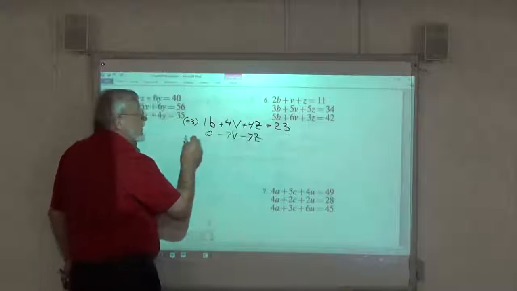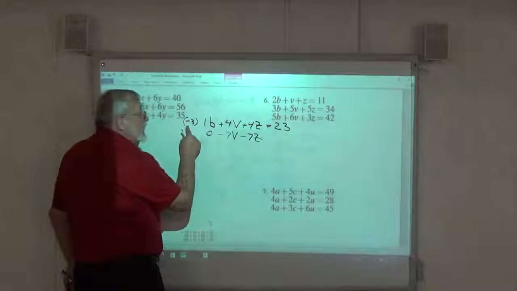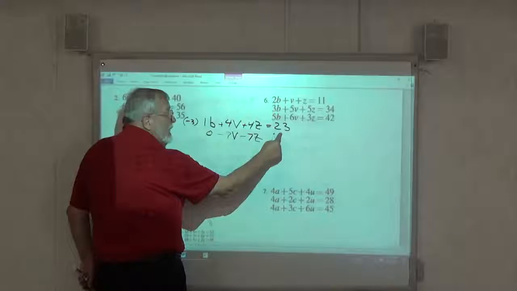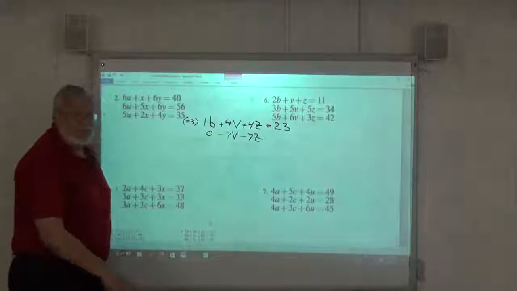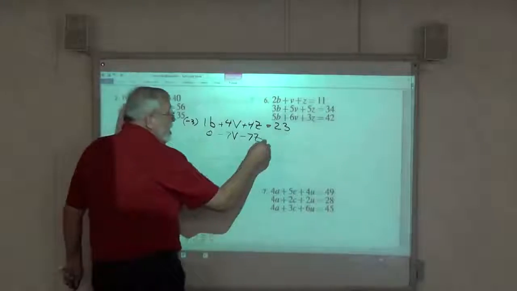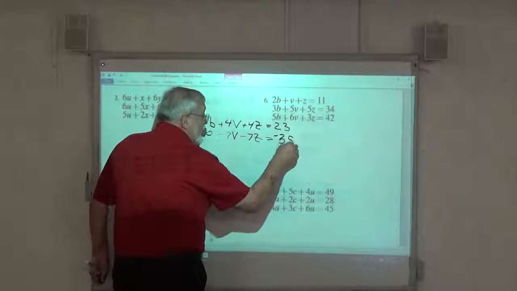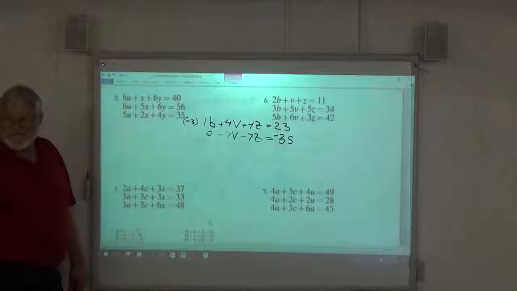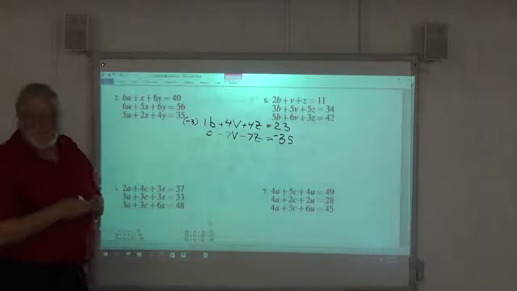Z, now here's a rough one. Here's your calculator work. Negative 3 times 23, negative 69, plus 34. Negative 35. Negative 35. Did you see that calculator through the whole thing? You need to talk to that.